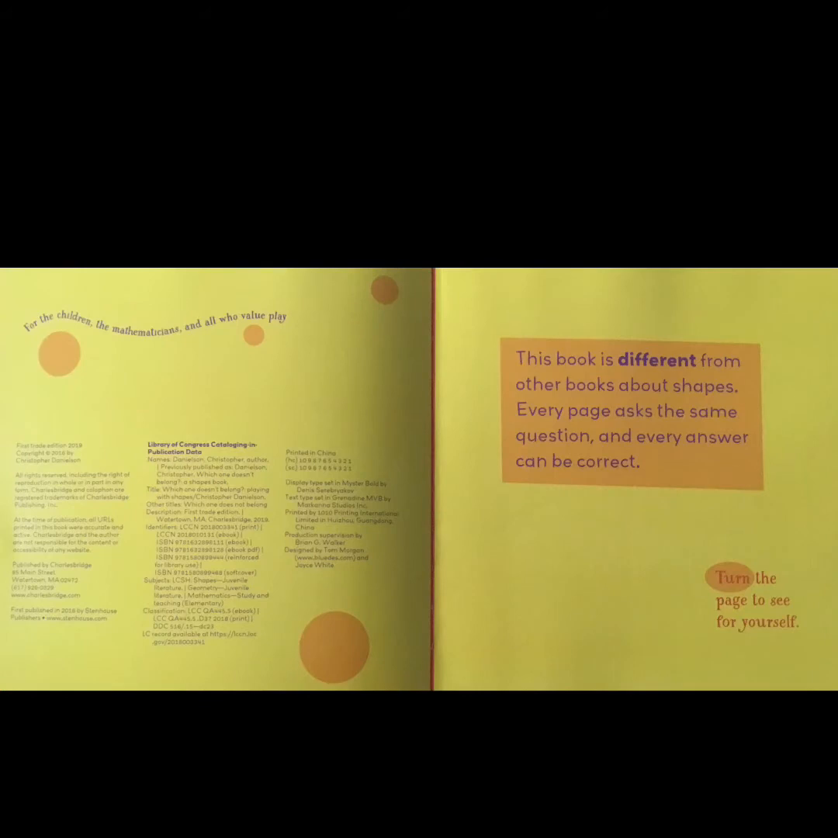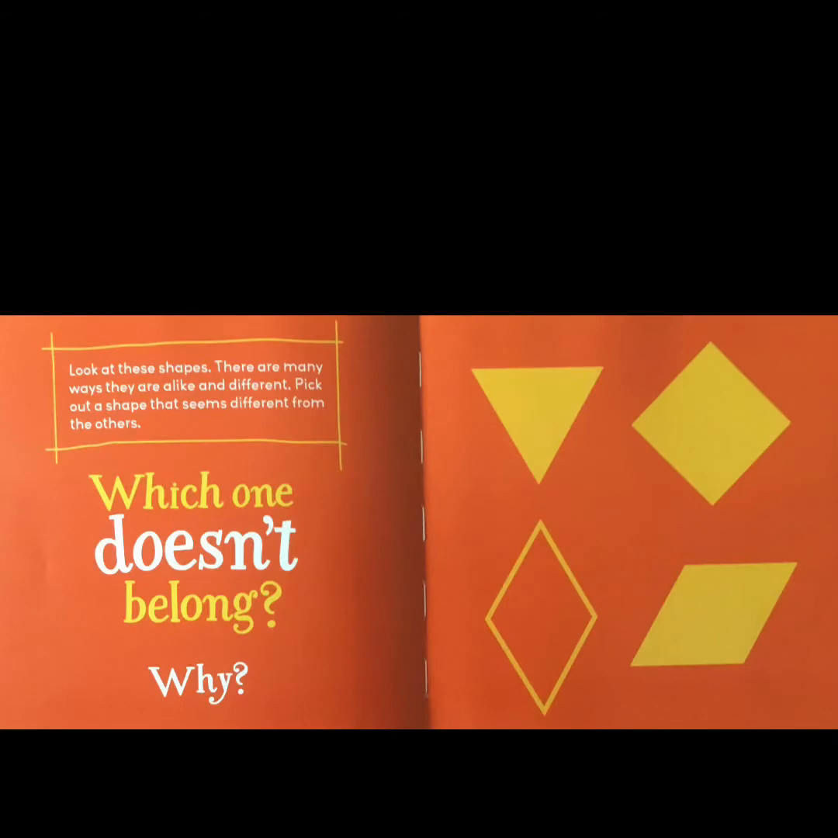This book is different from other books about shapes. Every page asks the same question, and every answer can be correct. Turn the page to see for yourself. Look at these shapes. There are many ways they're alike and different. Pick out a shape that seems different from the others. Which one doesn't belong and why?